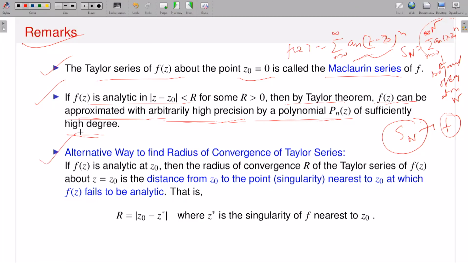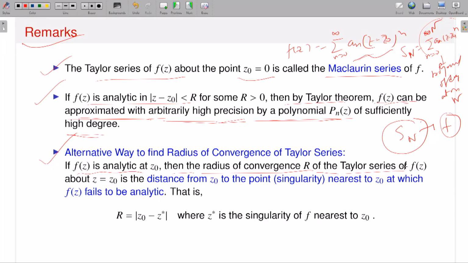The third one is another important observation: an alternative way to find the radius of convergence of a Taylor series. If I have a Taylor series, there is a formula in terms of the limsup or in terms of the ratio of the coefficients. But another way you can visualize it is this. Suppose you have a domain that is not a very nice domain like an open disk of center z naught and radius r. Suppose you have some arbitrary domain D, and suppose your function is analytic at the point z naught. Then consider the radius of convergence R of the Taylor series.